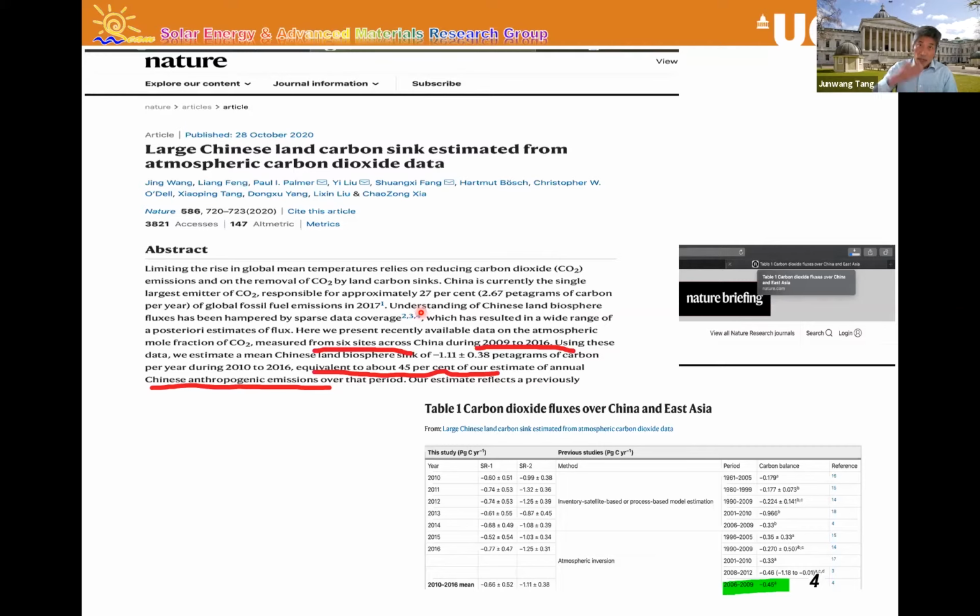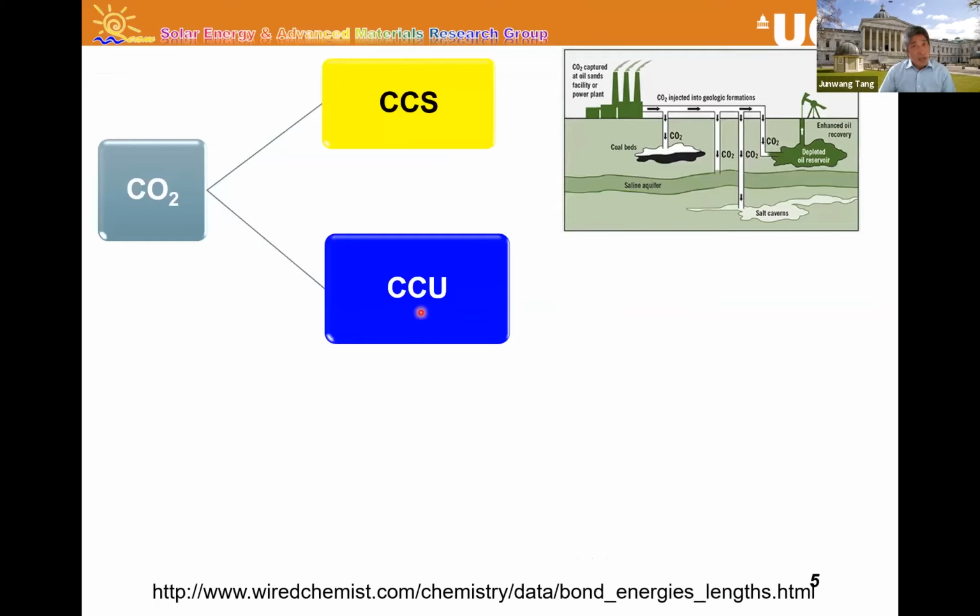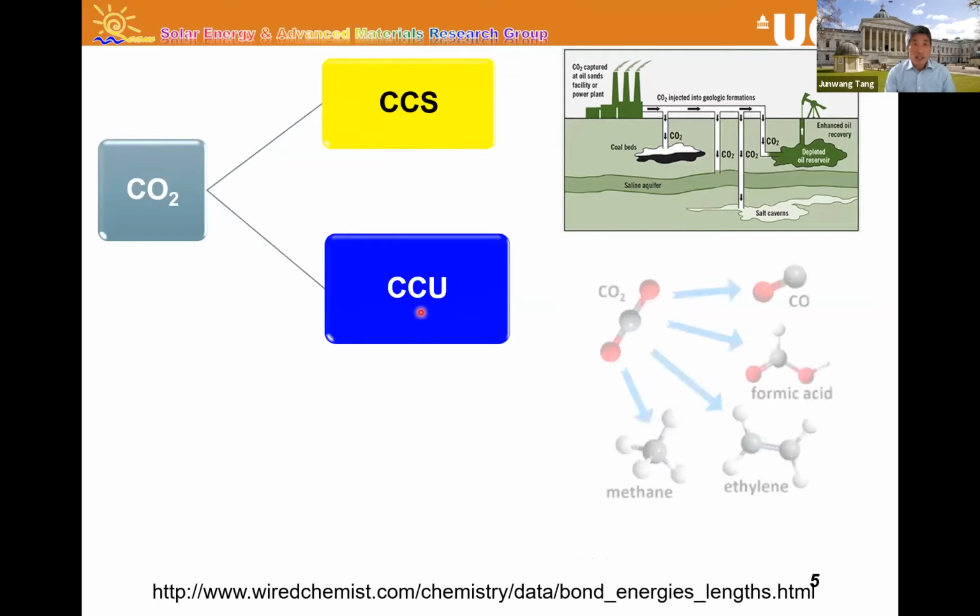Okay, so we'll talk about CCS and the CCU. As just mentioned, I personally work on the CCU, I like the CCU. Our next question is, what molecules do we want to convert CO2 to? That's also related to the selectivity of CO2 conversion. We can convert CO2 to carbon monoxide, formic acid, methanol, and methane.